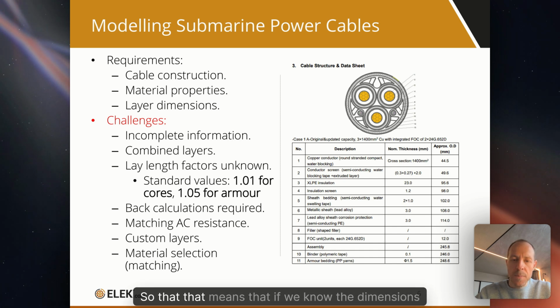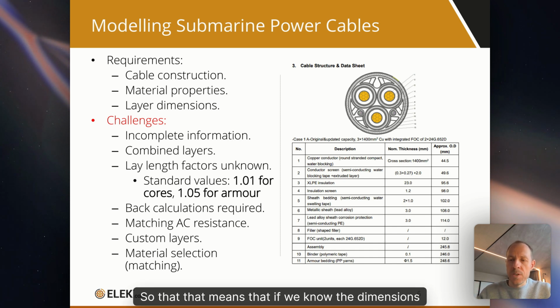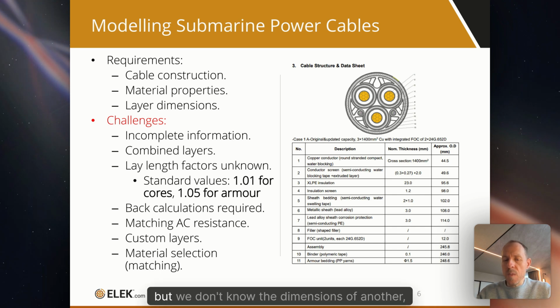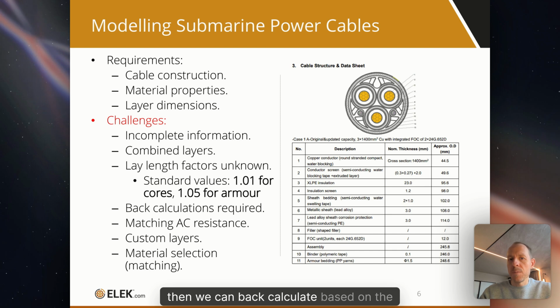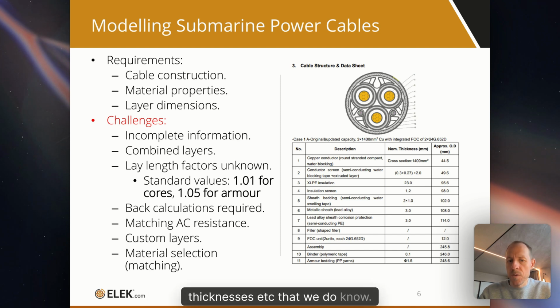So that means that if we know the dimensions of a certain layer, but we don't know the dimensions of another, then we can back calculate based on the thicknesses, etc., that we do know.